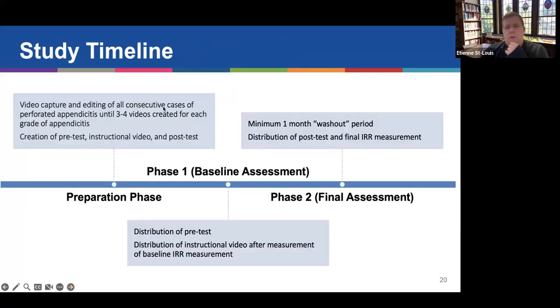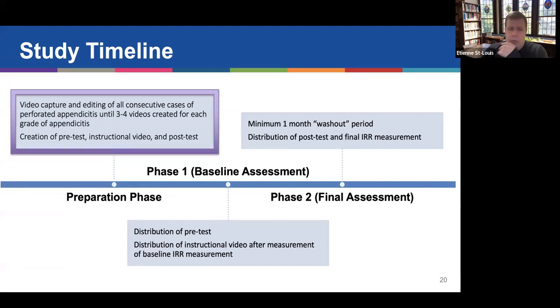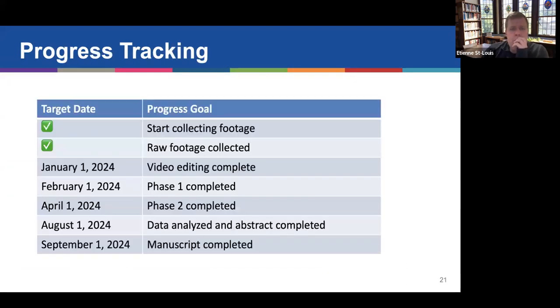So just to give you the 30,000-foot view, this is the study timeline. There are 3 major phases: the preparation phase, phase 1, which is the baseline assessment, and phase 2, which will be the final assessment. We're currently still in phase 1. We've successfully completed raw footage collection and are in the process of editing the videos, but that has not been completed yet. I went through an initial round of time-stamping the videos and assigning labels, and Dr. Emil still has to review it. Then we're going to submit it all to a professional video editor. So hopefully by end of calendar year, we'll have completed this phase.